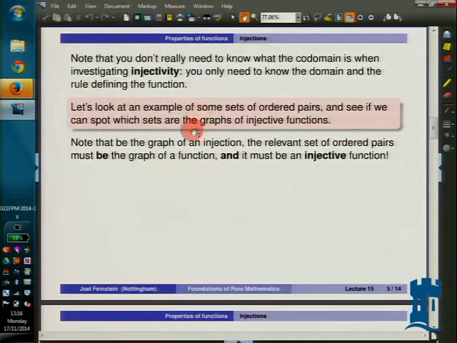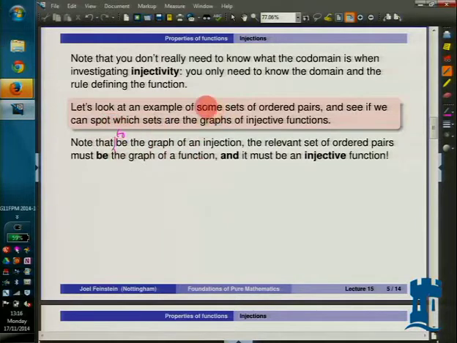So we're going to have a look at some sets of ordered pairs, and I'm going to ask you to try and figure out which ones are the graphs of injective functions. I noticed I'm missing a word here. That should say, note that to be the graph of an injection.